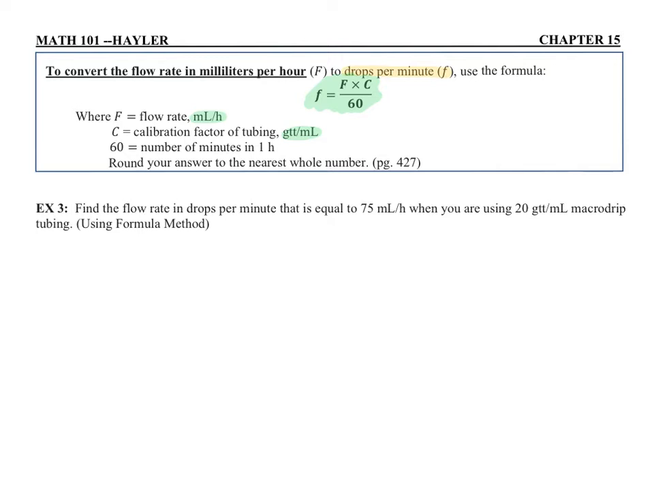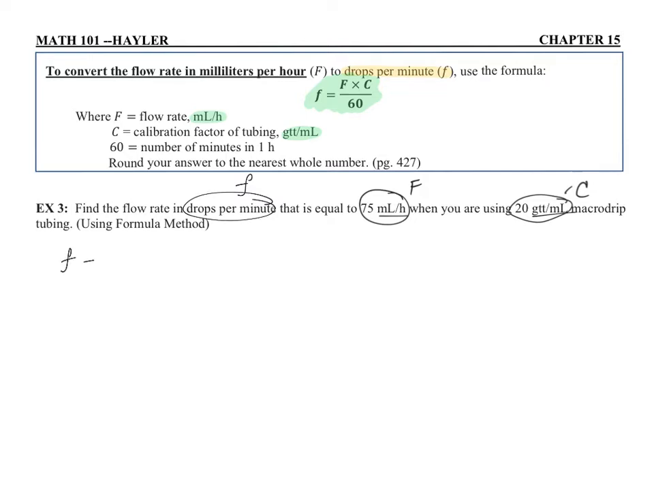Now let's take a look at our first problem. Find the flow rate in drops per minute. So we want to find lowercase f. That is equal to 75 milliliters per hour. Okay, so that is my original flow rate, capital F, when we're using 20 GTT per milliliter macro drip tubing. This is new, and this is our calibration. Alright, well, everything is in the correct units. We have milliliters per hour and GTT per milliliter.